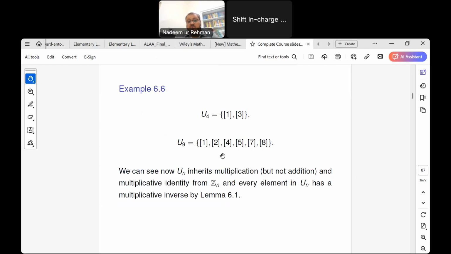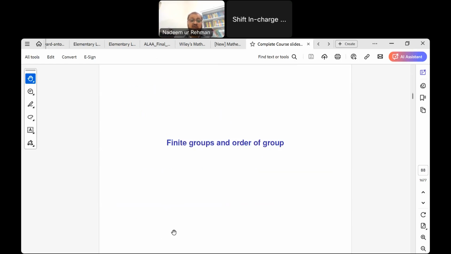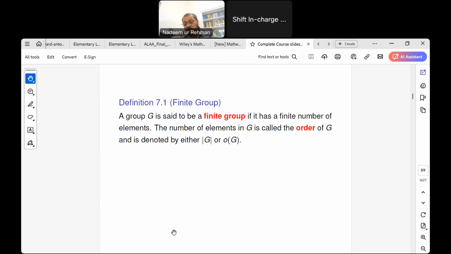So Un inherits multiplication, but not addition, and the multiplicative identity from Zn, and every element in Un has a multiplicative inverse by that result. This means we can say that the inverse of 2 is 3 in U5, and the inverse of 7 is 3 in U10. Very quickly we have recalled all these things. Now we move to finite groups.